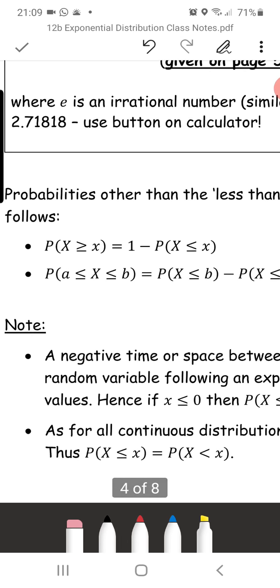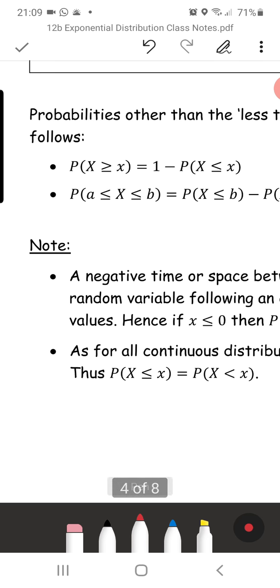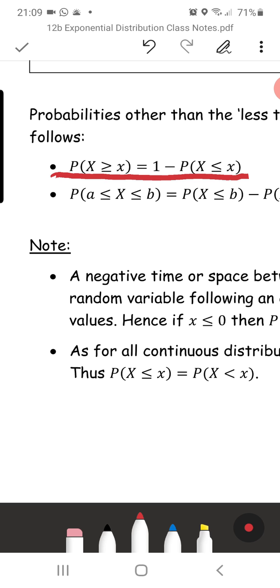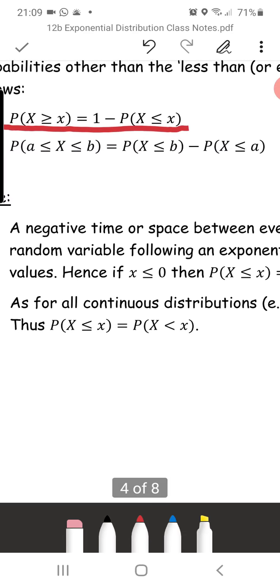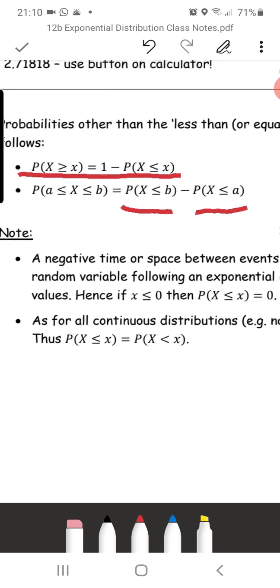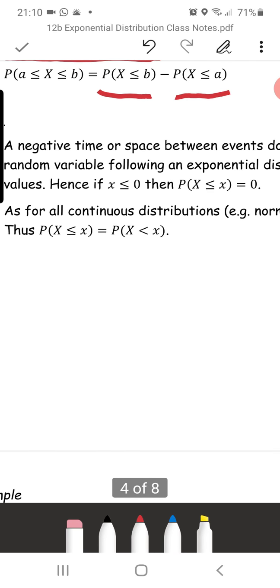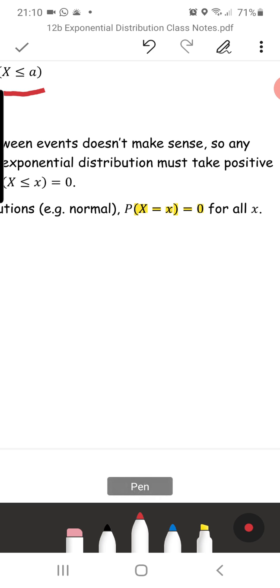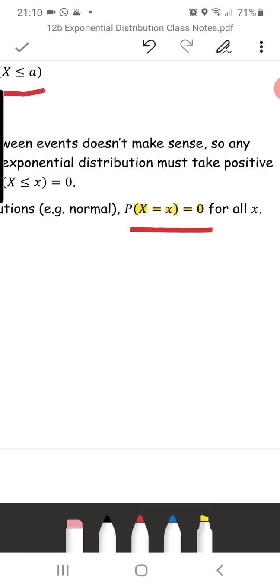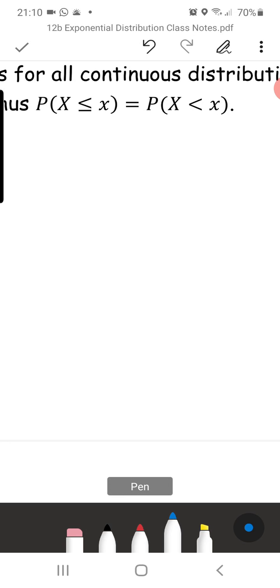If you need to do a greater than or equal to, you simply use that formula and then subtract from 1. If you have an in-between, then you need to do the upper minus the lower. Okay? Because it's a continuous data set, it's impossible to have an exact value. So when it comes to working out less than, it's actually the same as less than or equal to. So don't focus on the equals.